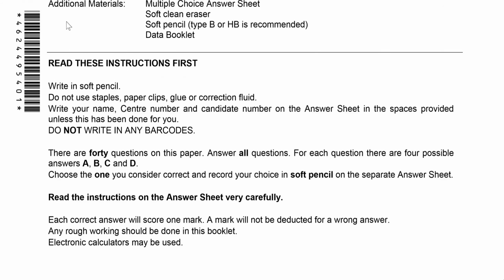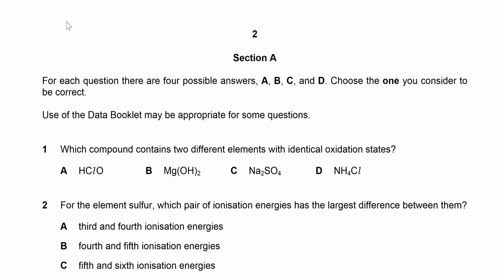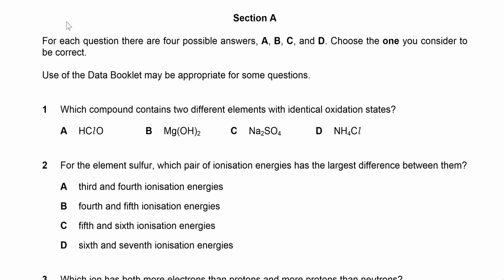So let me start with the question number 1. Here in the section A, for each question there are 4 possible answers: A, B, C, and D. You have to choose one that you consider to be correct. And in this exam also you will have a data booklet. You may use it. So let's start with the question number 1 now.